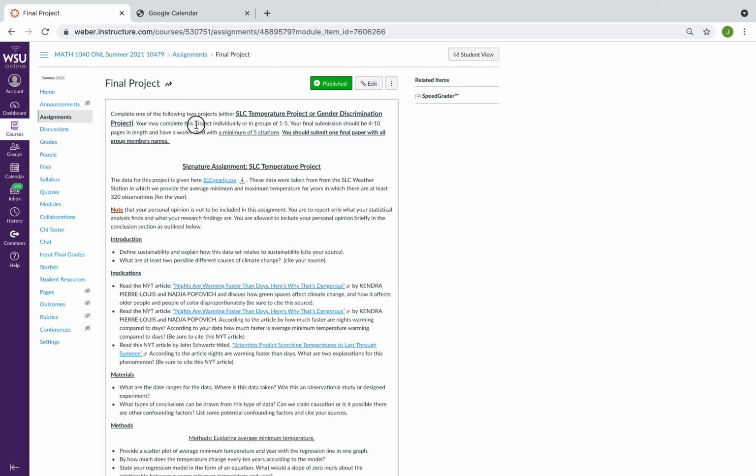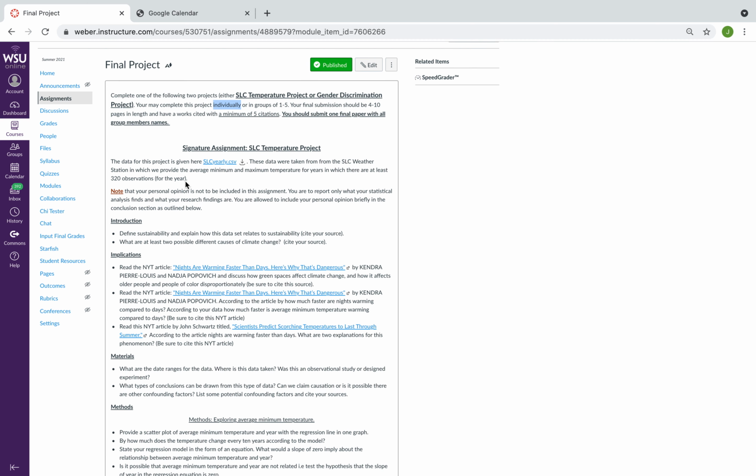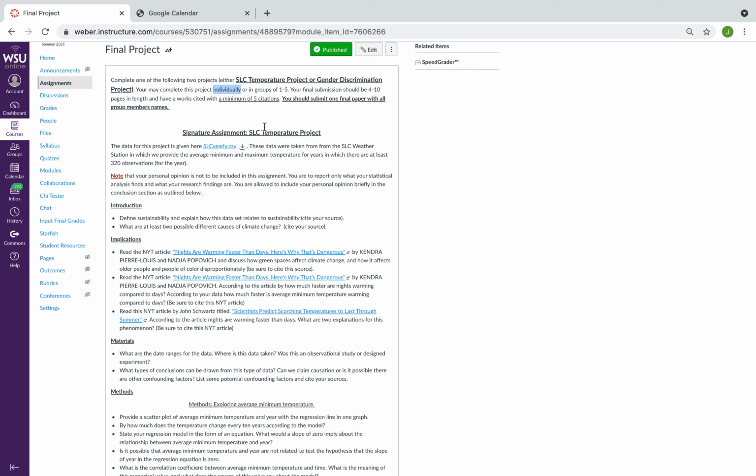You can complete this project individually or in groups of 1 to 5. Okay. So I just want to say, for this Salt Lake City temperature project, you need to address all these bullets. That's basically how I grade you. But I expect you not to write in a bulleted format. I expect you to write in an essay format, and points will be deducted if you write in bulleted format. I want it to be an essay format.